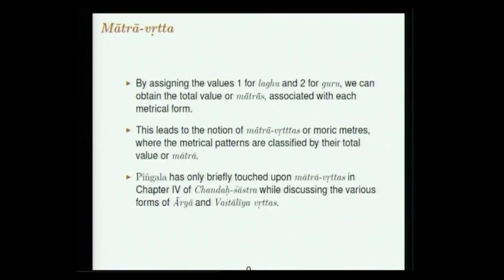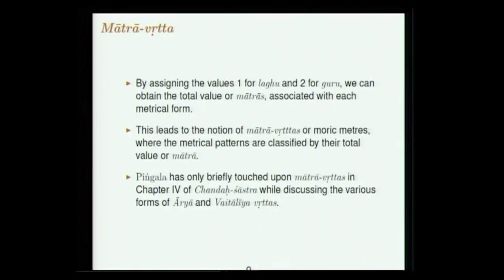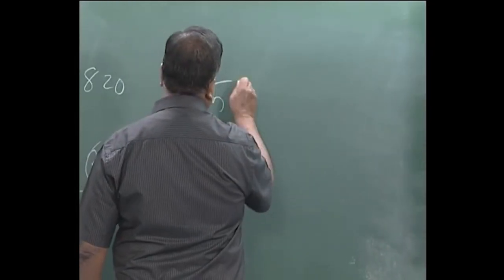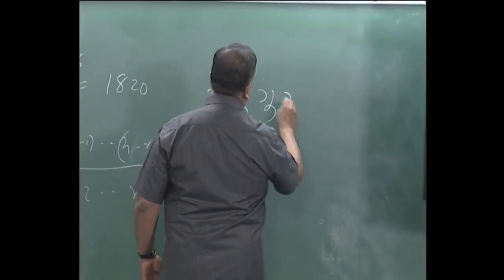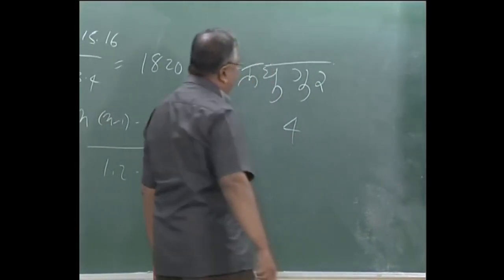Now, we go on to the study of Matra Vrittas. Matra Vrittas are again formed out of syllables only. Now, instead of counting the number of syllables, we will start counting the total value, or in a loose sense, the total time taken to pronounce the syllable. So, a Laghu we will assign a value 1, and to Guru we will assign a value 2. If you just take something like this, Laghu Laghu Laghu Laghu, this has 4 syllables, and each of them is a Laghu.